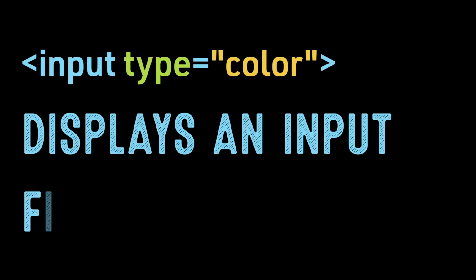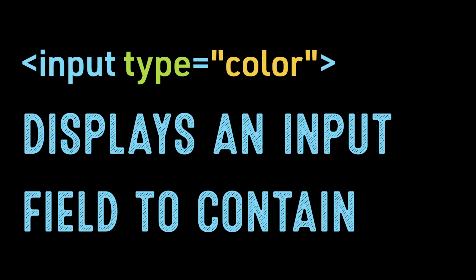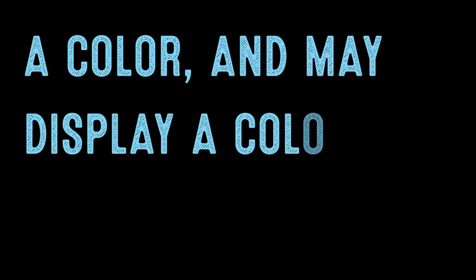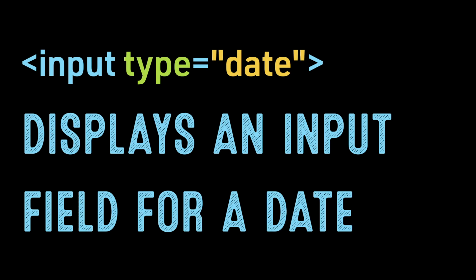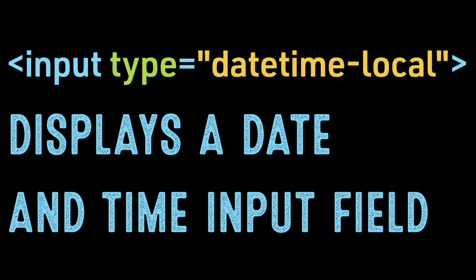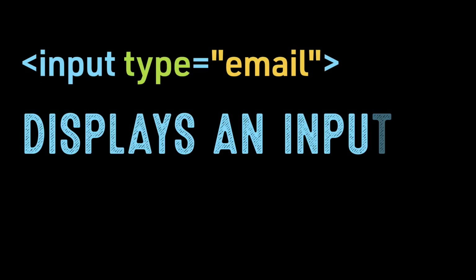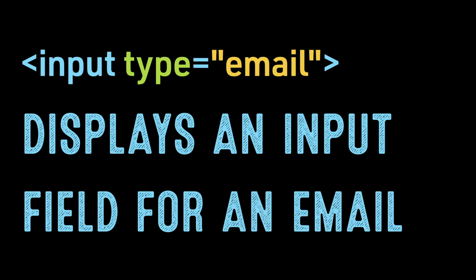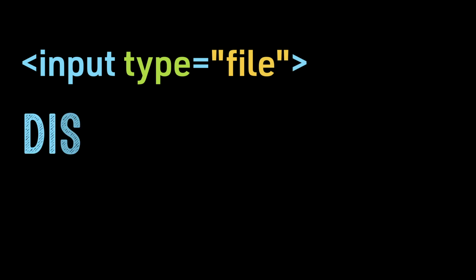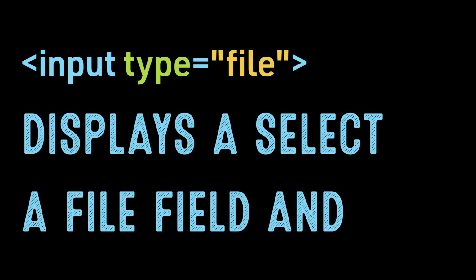Input type color displays an input field to contain a color and may display a color picker depending on the browser support. Input type date displays an input field for a date. Input type datetime-local displays a date and time input field. Input type email displays an input field for an email. Input type file displays a select a file field and a browse button for uploads.